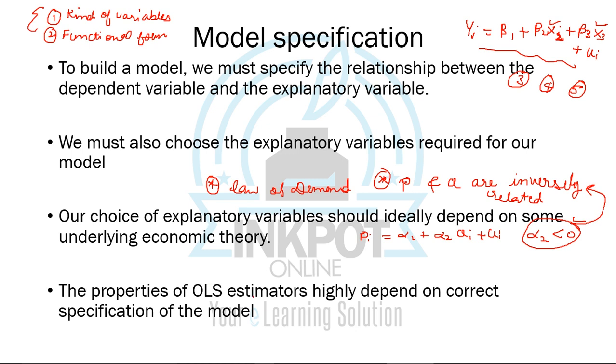The properties of the OLS estimators highly depend on correct specification of the model. If you remember, one of the assumptions in the OLS model is that our model is correctly specified. So largely all those properties, unbiasedness, efficiency, come from this correct specification of the model only.